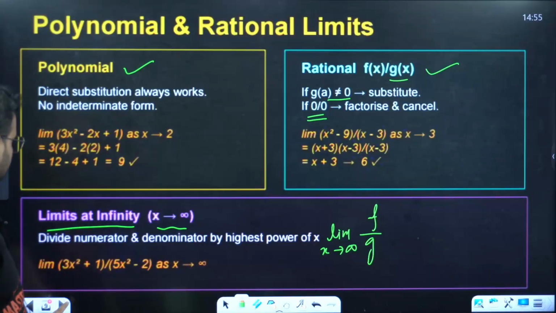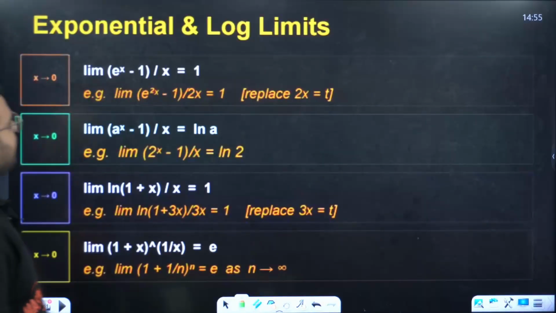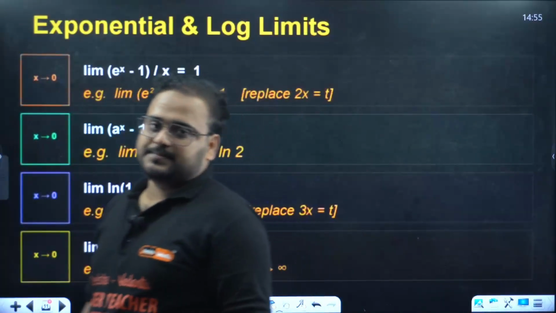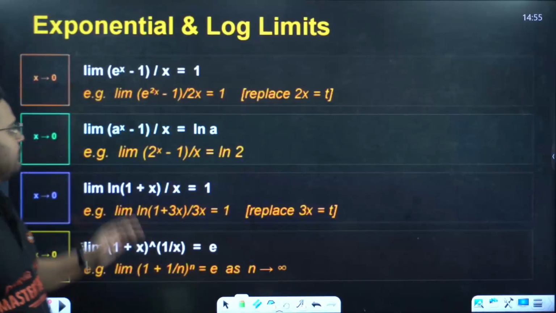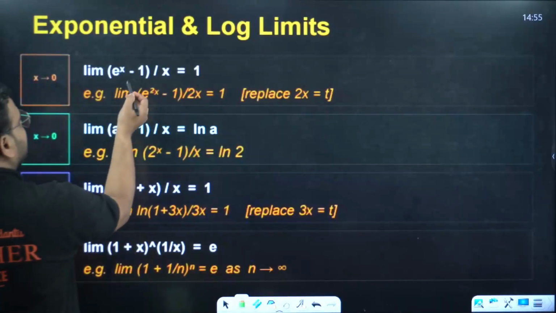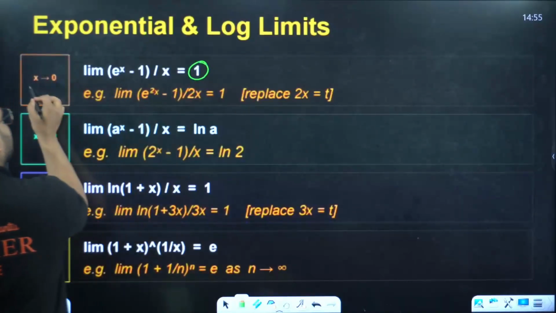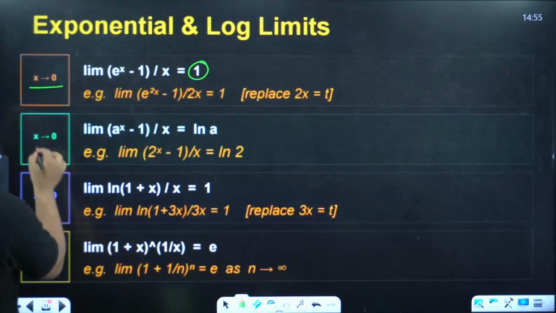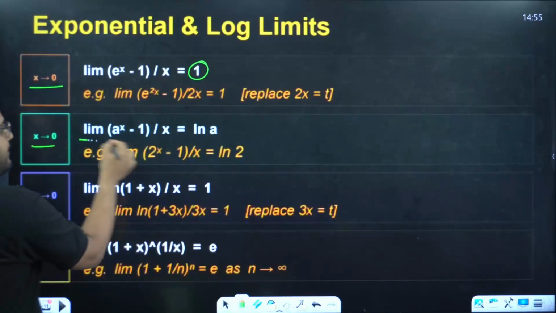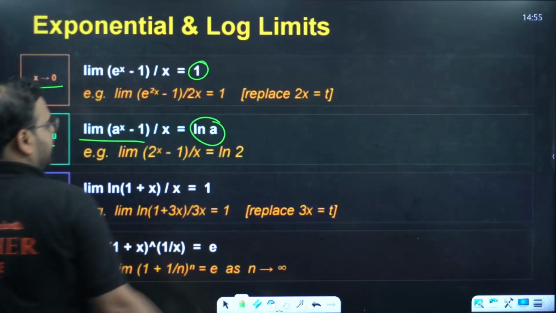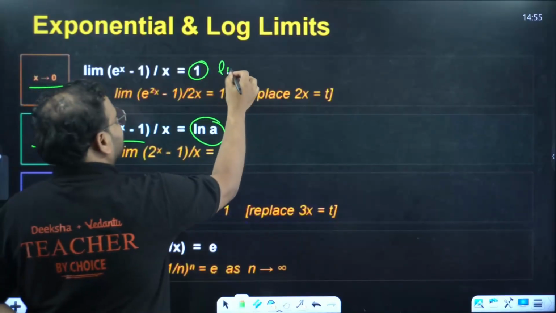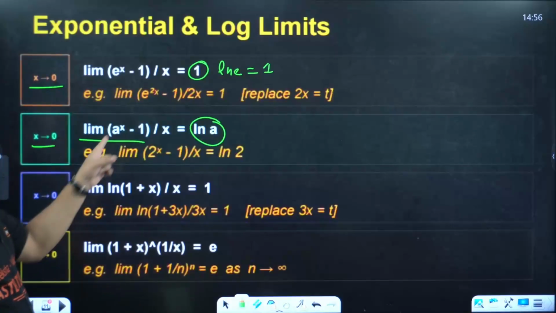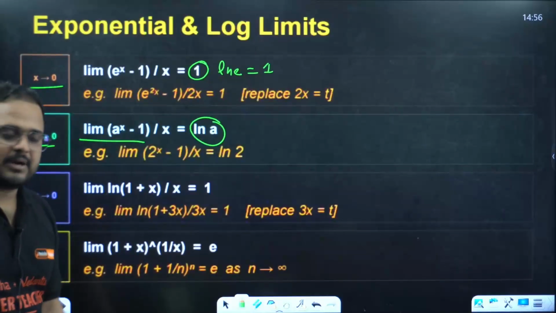Great. This is clear. Exponential and logarithmic limits. Again, these are standard limits. You have to remember these formulas. Whenever you have e power x minus 1 upon x, the value for limit when x tends to 0 is 1. Please remember the standard form, very, very useful. When x tends to 0, limit a power x minus 1 upon x is ln a. This is basically ln e, so ln e is 1. This is ln a, the base of this exponential part.